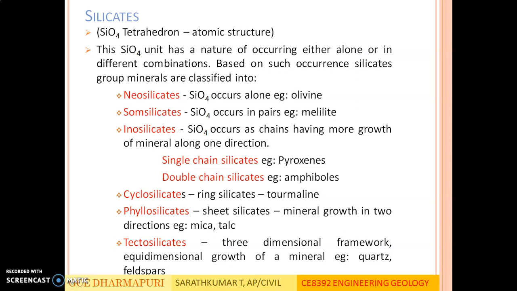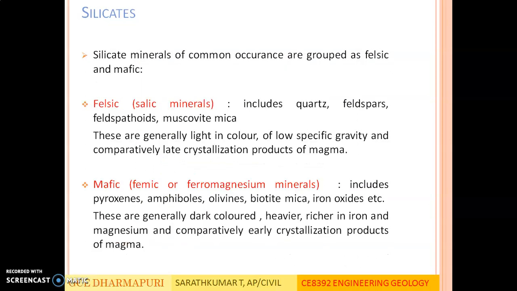So, based on the nature of how this SiO4 unit occurs, the silicates are classified into the following types: neosilicates, sorosilicates, inosilicates, cyclosilicates, phyllosilicates and tectosilicates. These silicate minerals of common occurrence are also grouped as felsic and mafic minerals. Felsic minerals are also called salic minerals, having high silica content. This includes quartz, feldspars, feldspathoids, muscovite mica. These are generally light in color, of low specific gravity, and comparatively late crystallization products of magma.